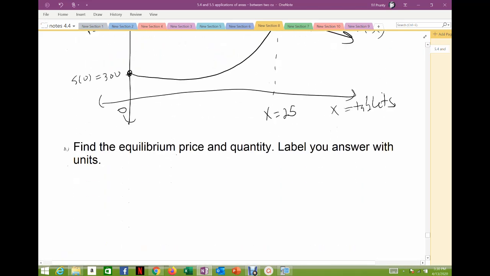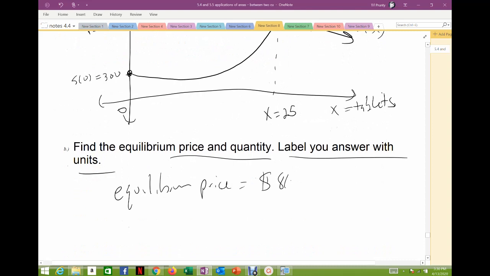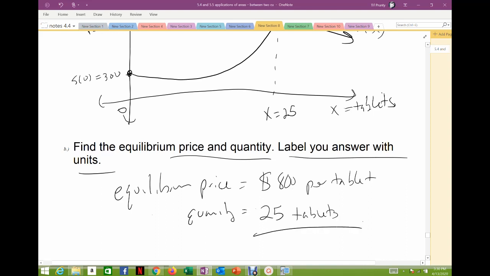I already did A, equilibrium price and quantity. We already labeled it. So my equilibrium price is $800 per tablet. Quantity is 25 tablets. With units, right? Everything always with units with applications.